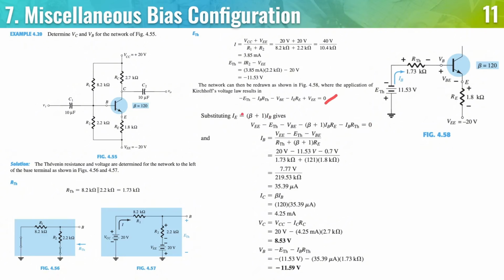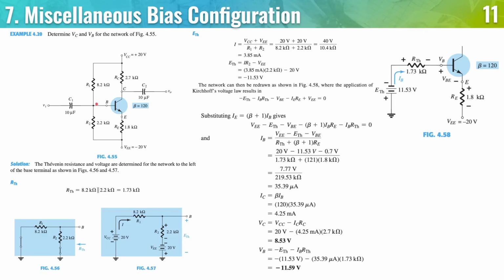Now substituting IE is equal to beta plus 1 times IB. So here, you can replace it with this and then group the IBs together. So you can solve for the IB. Now if you don't want to do all that, there is another way.